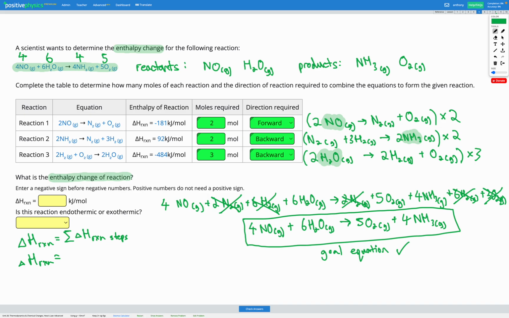So for reaction 1, it's forward, so it's going to be positive. We need 2 sets of it, and the enthalpy of reaction is negative 181. Then for step 2, this one's backwards, so we're going to need to have a negative sign. We need 2 sets of it, and the enthalpy change is 92. And then for reaction 3, again, it's backwards, so we need a negative sign. We've got 3 sets of it, and the enthalpy of reaction is negative 484.